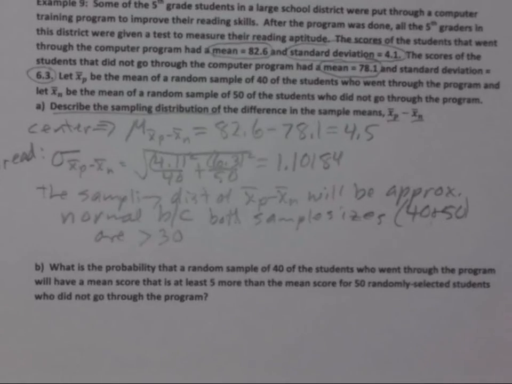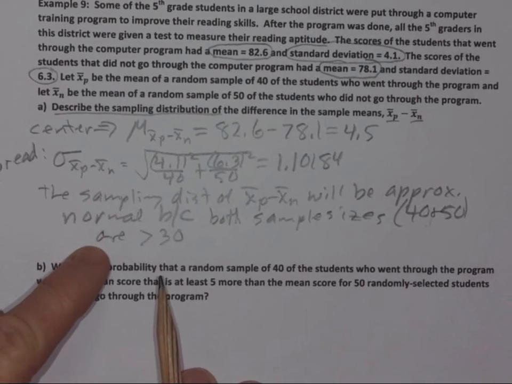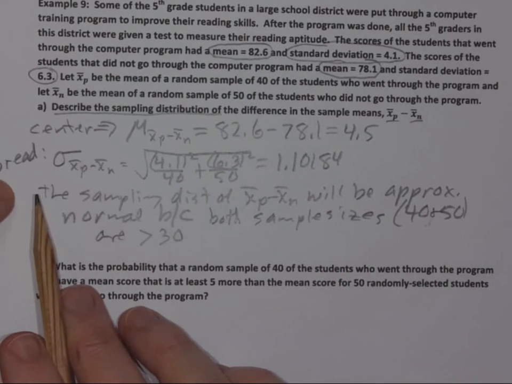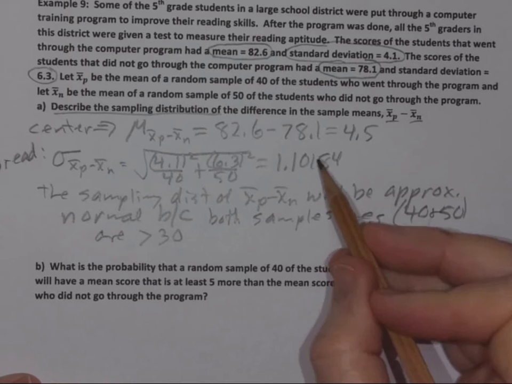And so you're asked to describe the distribution. You'd write a paragraph, which I didn't leave myself room for here, but you would just say the sampling distribution is approximately normal because of the large sample sizes. The center is described by the mean of 4.5. The spread is described by the standard deviation of 1.10184. And the unusual values are taken care of in regards to the approximate normality. Approximate normality will also describe the nature of the outliers. And so there's our sampling distribution, our mean and standard deviation.